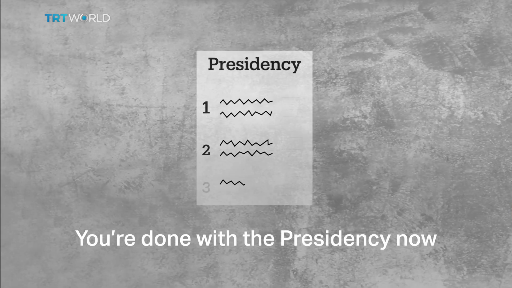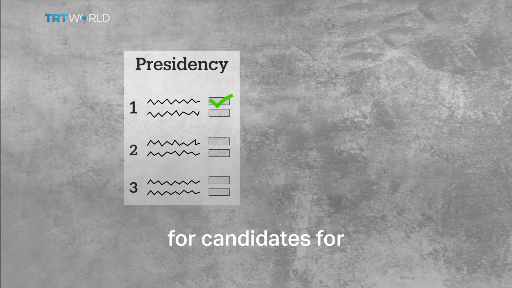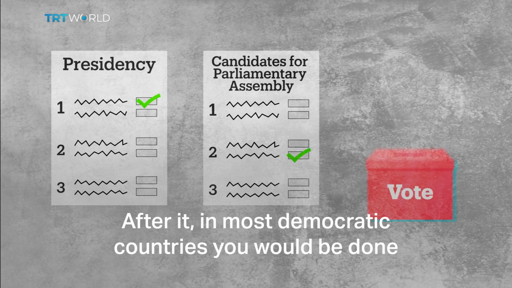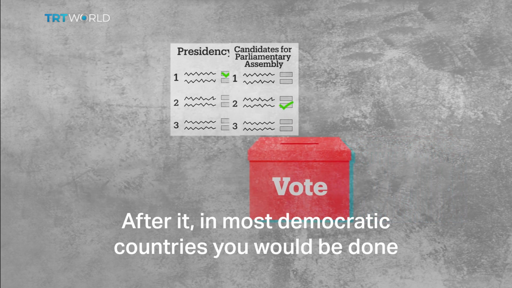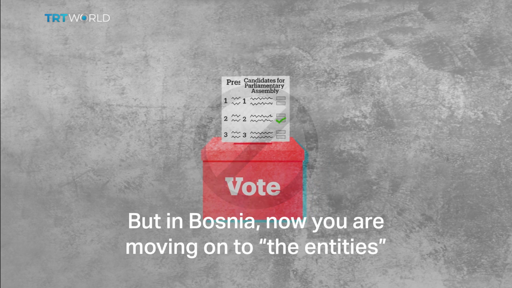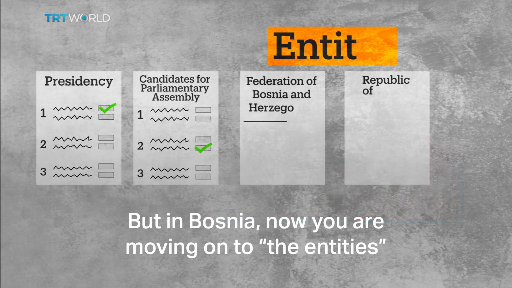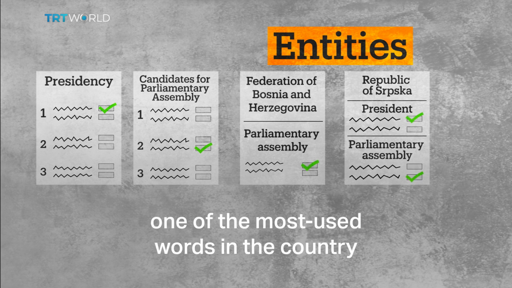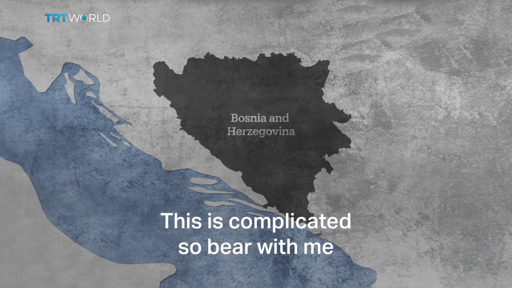So you're done with the presidency now, and are voting for candidates for Parliamentary Assembly of Bosnia and Herzegovina. After that, in most democratic countries, you would be done. But in Bosnia, now you're moving on to the entities. Entity is probably one of the most used words in the country. This is complicated, so bear with me.